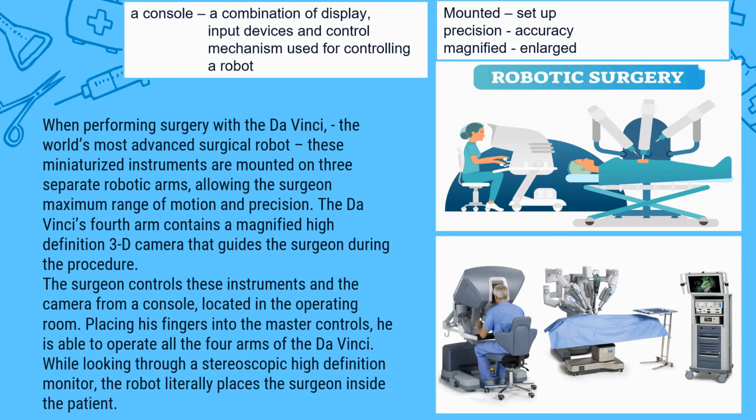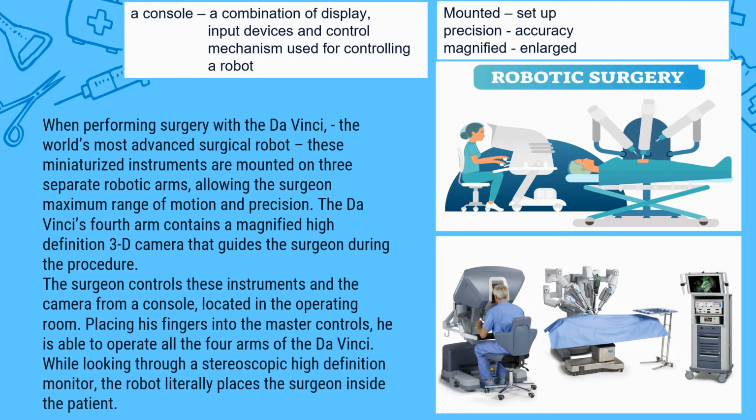Well, as you can see in the images given on your screen, the robot contains three arms or four arms for that matter. Mounted here means it is set up with three separate robotic arms, allowing the surgeon maximum range of motion and precision. Precision here means he can move those arms in a very accurate way.